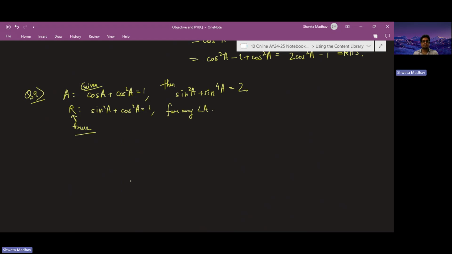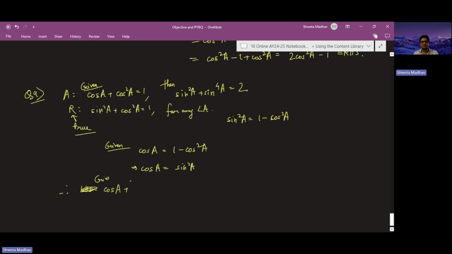And it is given that cos A plus cos square A is 1. So I can say cos A will be equal to 1 minus cos square A. Since sin square A plus cos square A is 1, sin square A can be written as 1 minus cos square A. So 1 minus cos square A is obviously sin square A. So cos A is sin square A. Therefore, given cos A plus cos square A is equal to 1, and cos A is sin square A, it is sin square A plus sin square A whole square, that is also equal to 1.